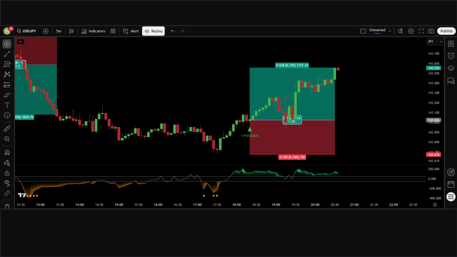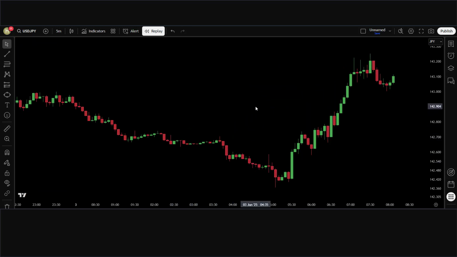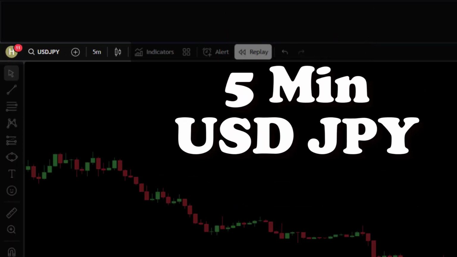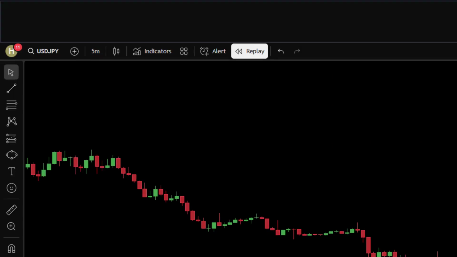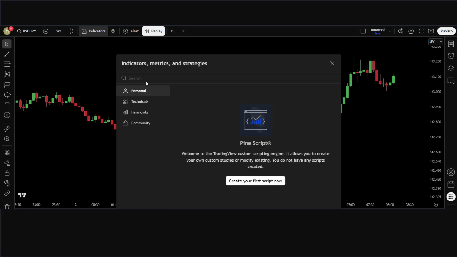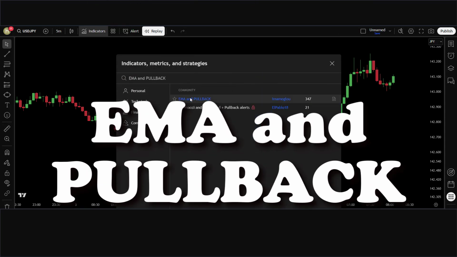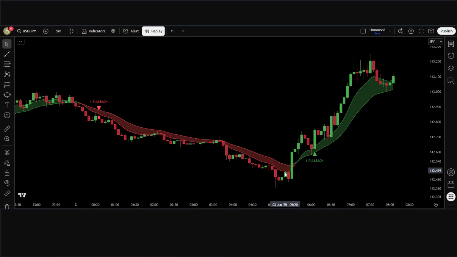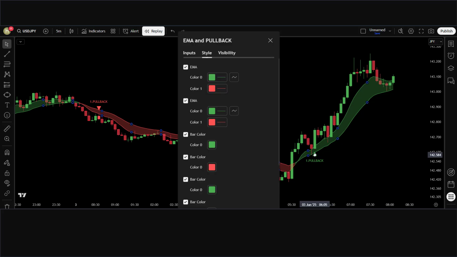Now let's create a trading setup. So first you want to open a clean chart in TradingView. We are going to test this strategy on 5-minute time frame in USD JPY chart. Now let's add the indicator to the chart. First indicator name is EMA and pullback. Let's change the settings of the indicator and hide some options.